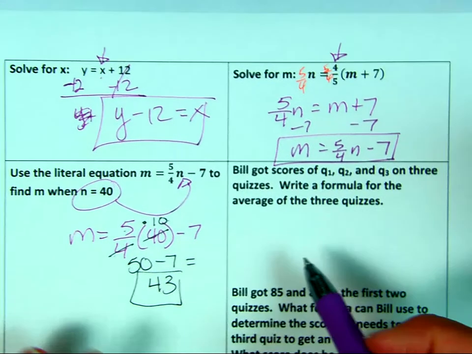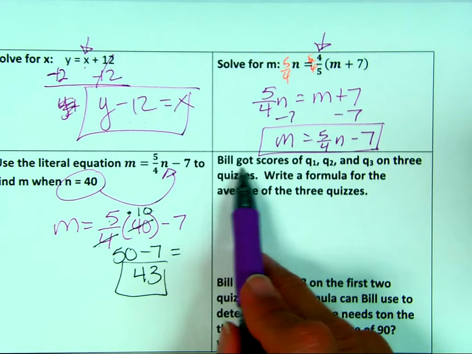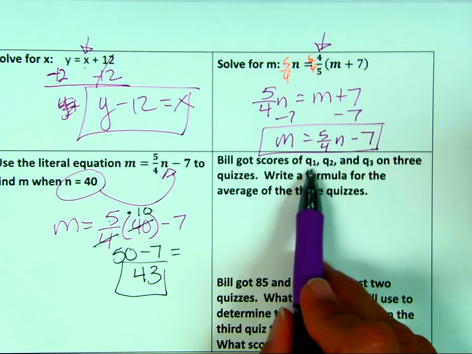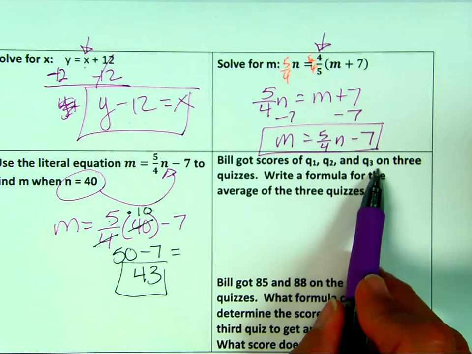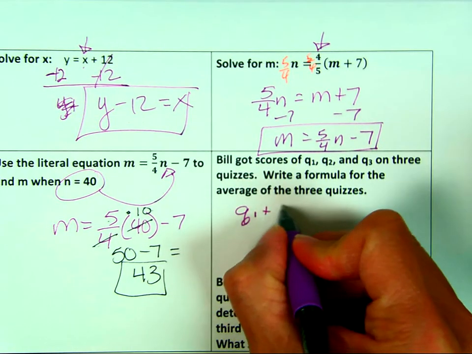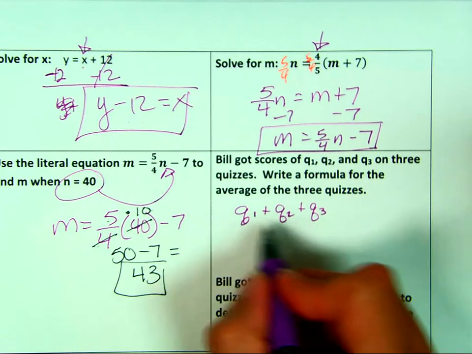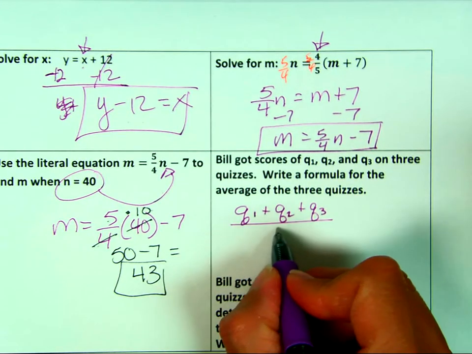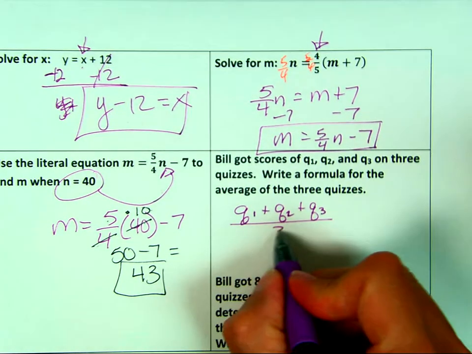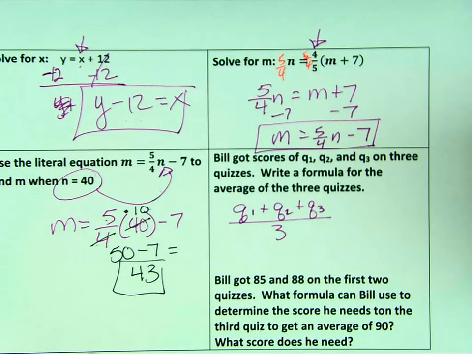Okay, last problem. Here is a problem about averages. So Bill got scores on quizzes. And notice there's little subscripts to show you which quiz it is. So there's 3 quizzes. There's quiz 1 plus quiz 2 plus quiz 3. Finding average is when you add them up and you divide by 3 to find the average, right? So this is, write a formula for finding the average of 3 quizzes. That's our formula. We add them up, divide by 3.